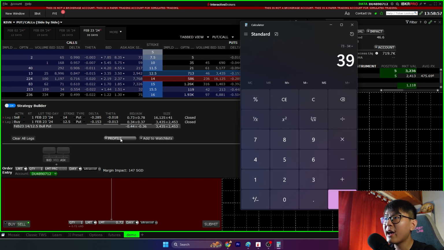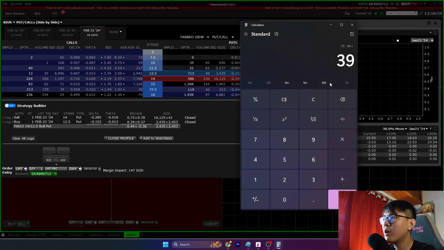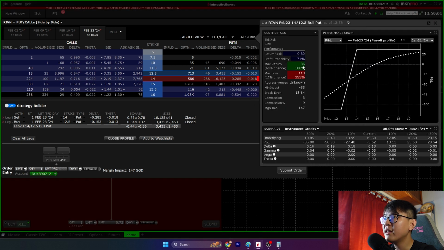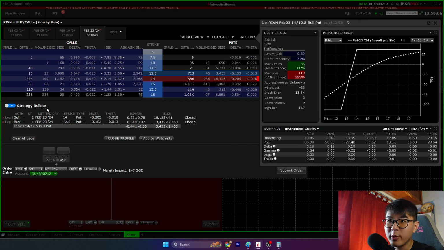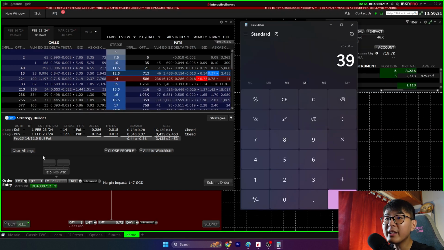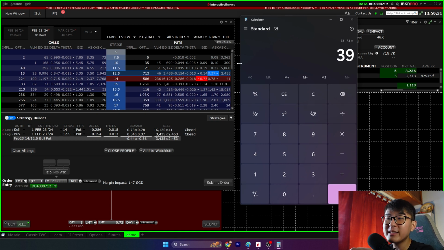The next question you probably have is, hey, why is this number you see on the calculator, $39, different from $36 over here? And this leads me to my point on using the strategy builder option over here. For complete beginners, I think it's fine to use a strategy builder, but if you're an intermediate to advanced trader and you want to earn a little bit more money, I'll actually recommend you make these two trades separately. Why? Because for each single trade, there's a bid and ask.